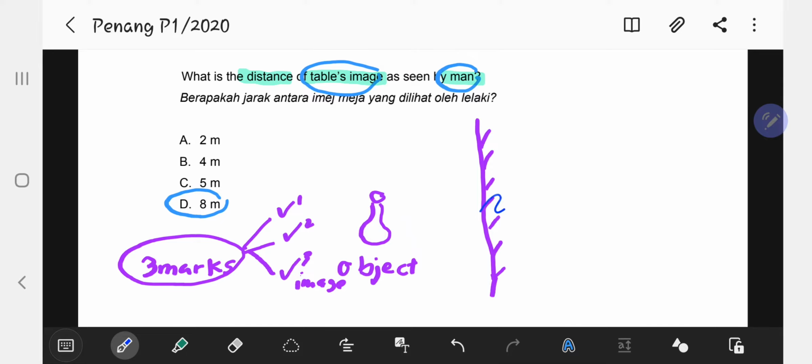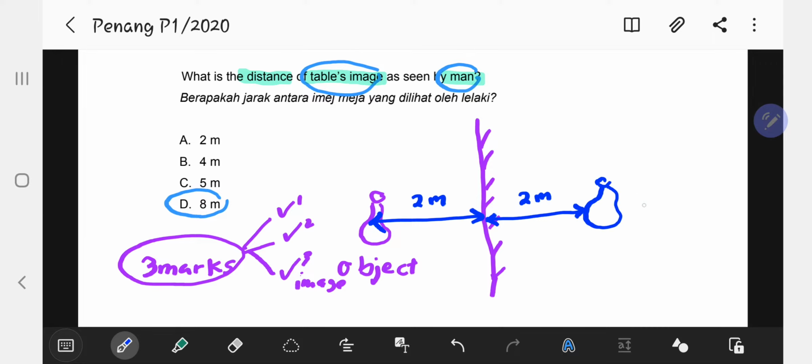Okay, so number 1 will be the image. You measure this distance. You can follow the diagram. Let's say the distance is 2 meter. So the image will be formed behind the mirror 2 meter. Okay, so you just draw your image.